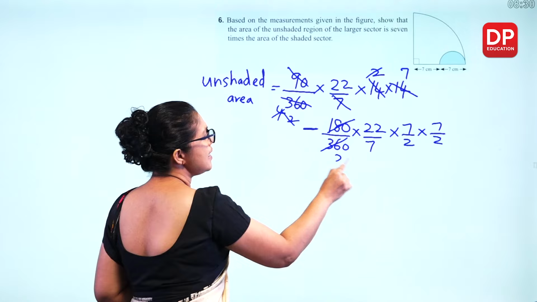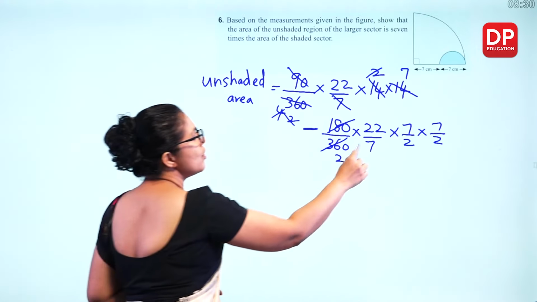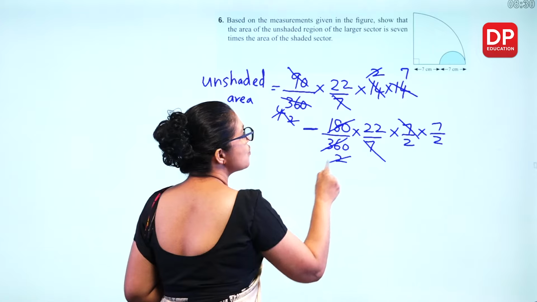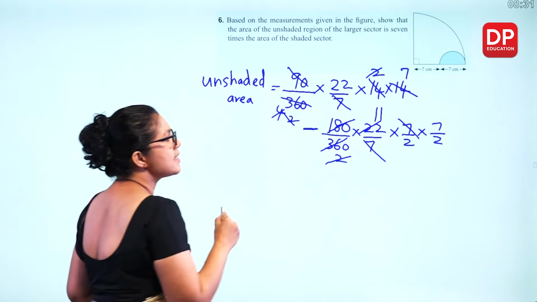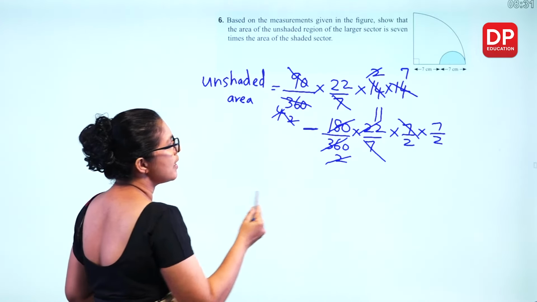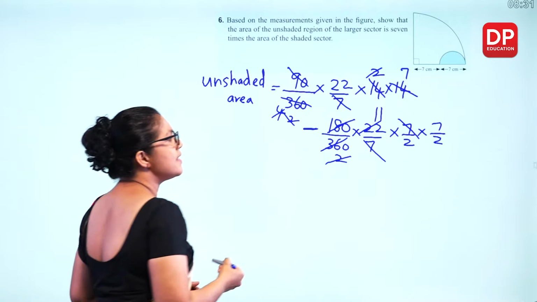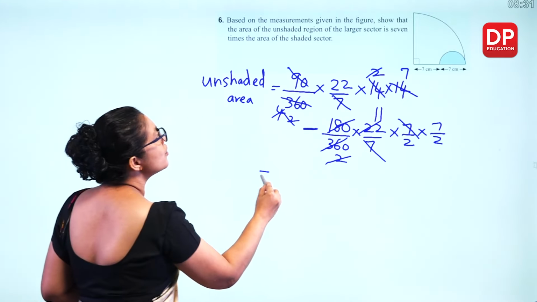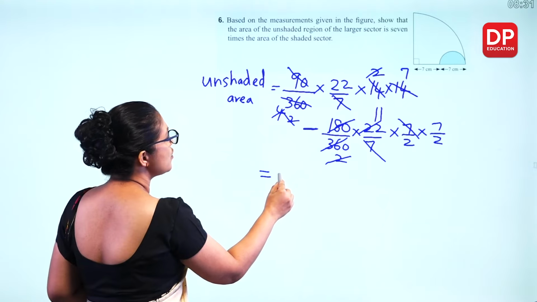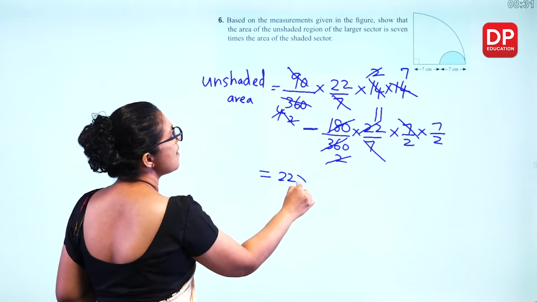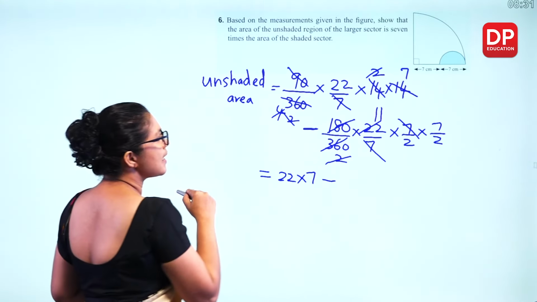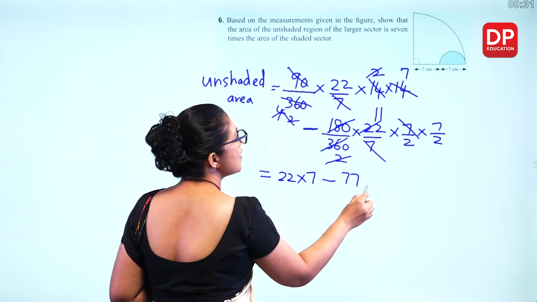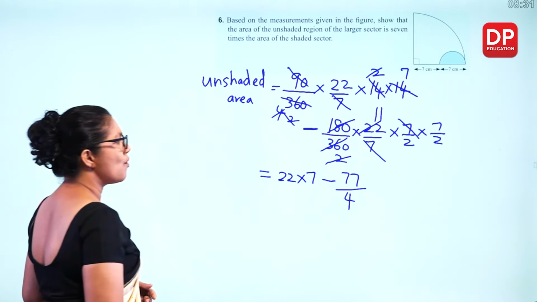180 and 360, you get 2. This 7 and this 7 get cancelled out. And this 2 and this 1, you get 11. So you get 11 times 7 divided by 2 times 2. So from the first part, you get 22 times 7. And from the second part, you get 11 times 7 is 77 over 4.